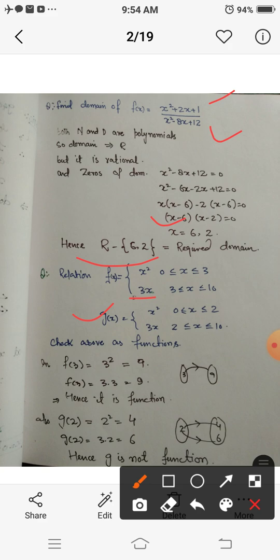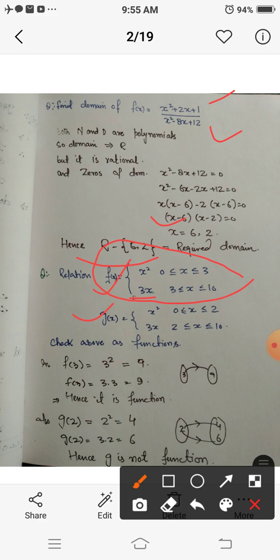Here the values 0, 3 and 10 in f of x are the critical points, because critical means where the function changes its behavior. At 0 the value is simply 0. At 3 the value is obtained either from x square or from 3x, so at 3 it changes the behavior, but at 10 the value is obtained simply by putting in 3x. So we will check the value of the function at the critical point where the function changes the behavior, that is 3.